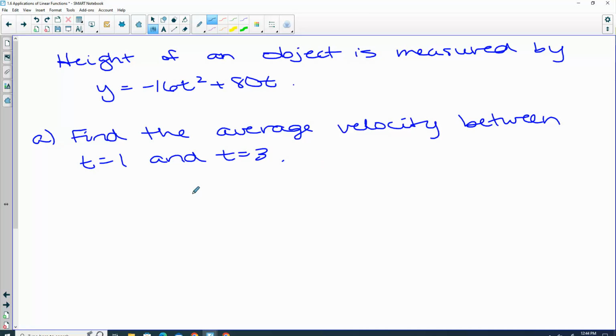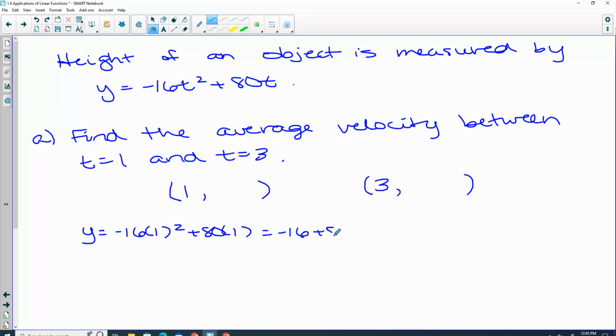I gave you two t's. Those are like the starting of two ordered pairs. If you're going to find slope, you need their y values, right? So we're going to plug in. If I put in a 1, I get negative 16 plus 80, which is positive 64.